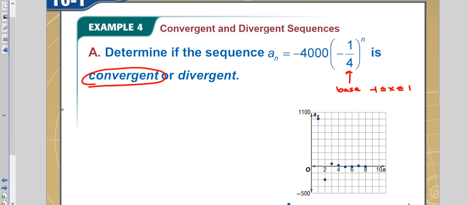All right, now if you look at the graph, you see that the values go back and forth. Now this is actually off because they start at 1, this is 2, this is 3, 4 should be underneath because the negative makes it go back and forth. But as you can see, this is approaching 0. The y values approach 0, so it's convergent. And that's because the base is in between -1 and 1.